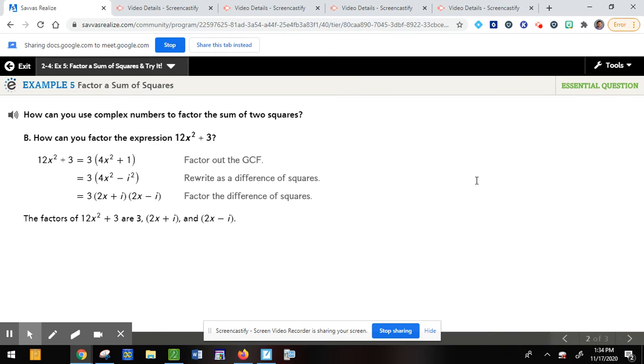Let's take a look at it now in terms of real numbers. If you have 12x squared plus 3, first of all, that's not a sum of squares, but it does have a GCF. So you take the GCF of 3 out first. Now you've got 4x squared plus 1. That is a sum of squares. We're going to turn 1 into minus i squared. All right. And then when you do a difference of two squares with that, you end up with 2x plus i and 2x minus i. Right, and 3 is still one of the factors. So the factors are 3, 2x plus i, and 2x minus i.